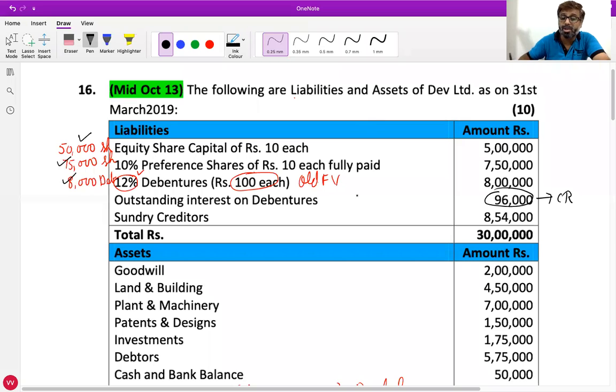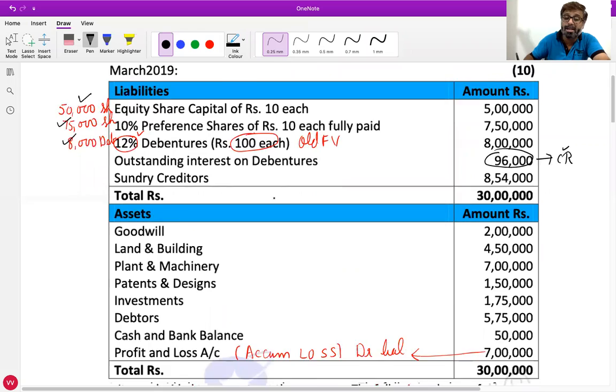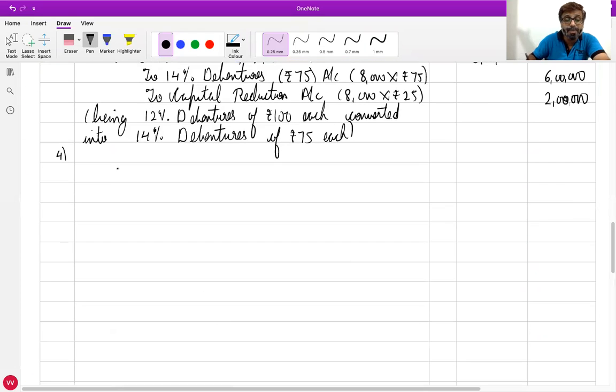They sacrifice, which means whatever is the interest amount, 96,000, will be transferred to capital reduction. Did you understand this? So outstanding interest on debentures, you will reverse, it's a credit balance. You will reverse and debit, and as they sacrifice it, it will be credited and transferred to capital reduction. Did you understand this entry or not? Are you able to understand the things from the video lectures?